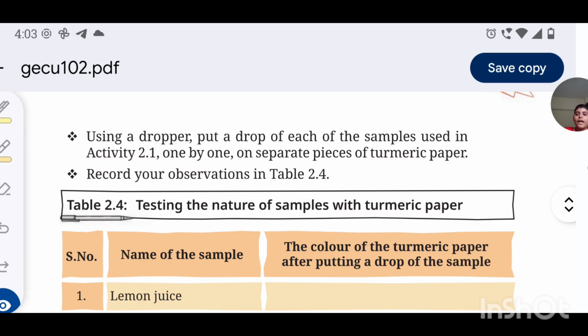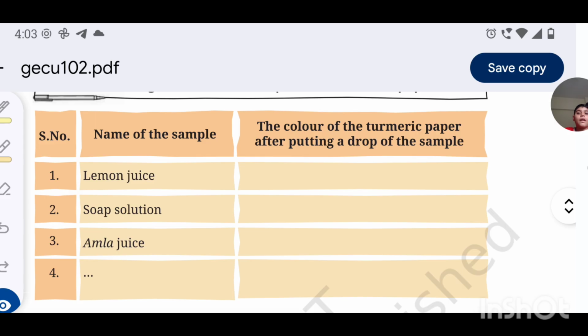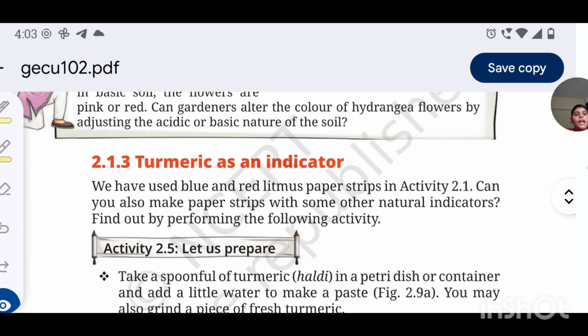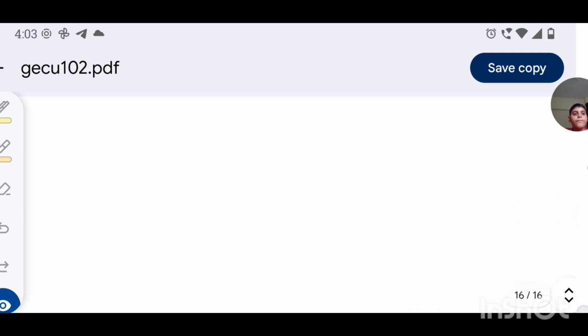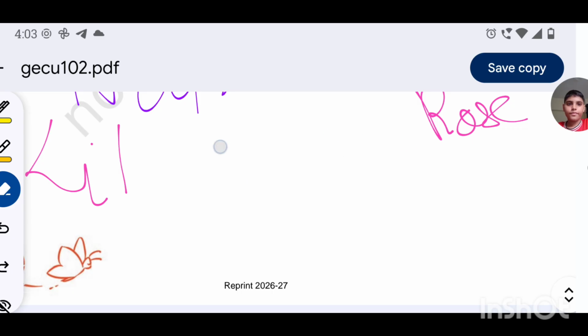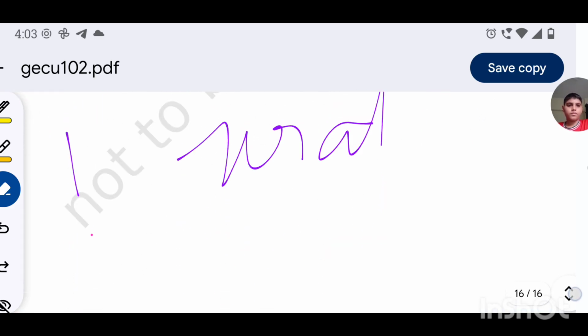Name of the sample: it can be any type of sample. Lemon juice, first sample. The color of the turmeric paper after putting a drop of the sample. Lemon juice. They have not explained what color it will change to, so I want to explain it to you. I will erase what I have explained a little while before.